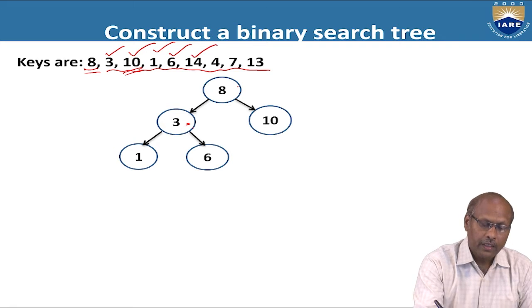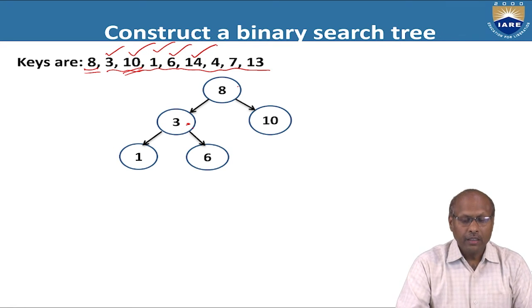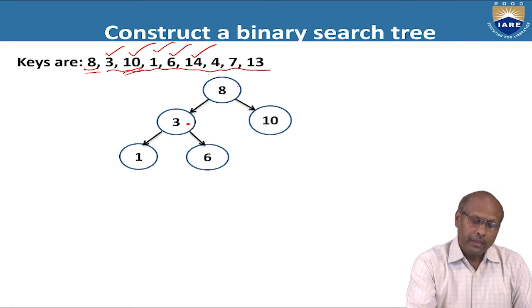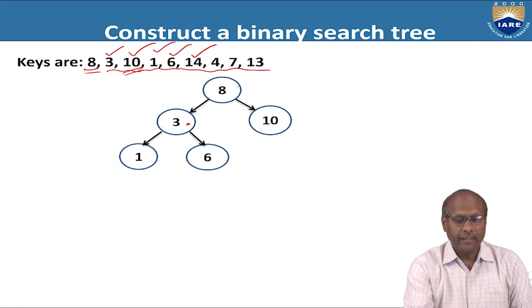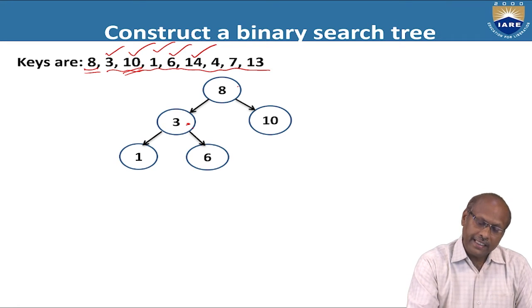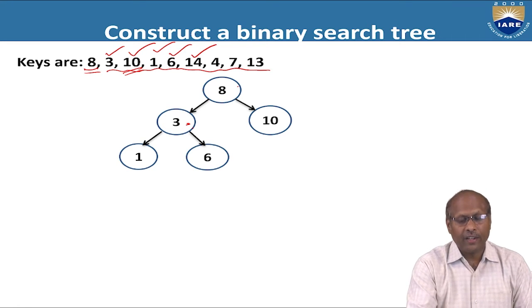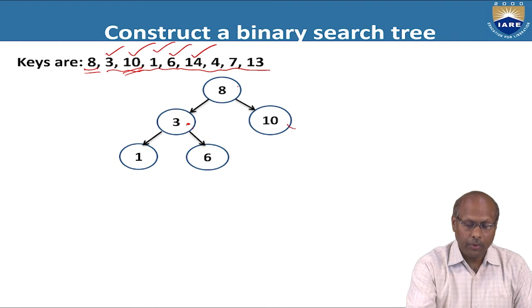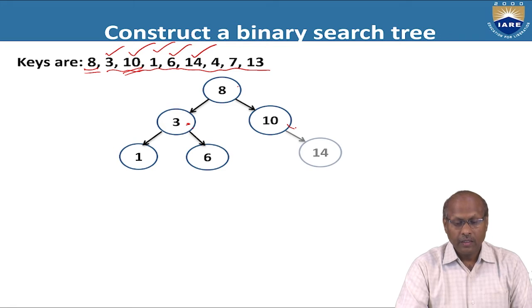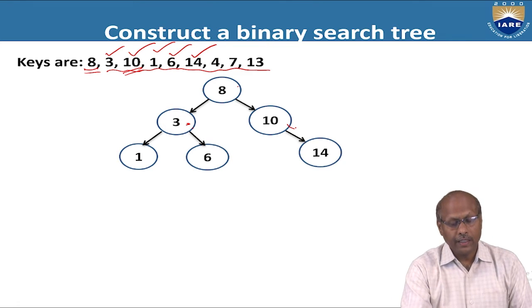Next is 14. When 14 is coming, you have to start checking from the root. 14 is greater than 8. But on the right side of 8, 10 is already there, so now 10 becomes the parent. Now is 14 greater than 10 or less than 10? 14 is greater than 10, so come to the right side. So it is inserted on the right side of 10.